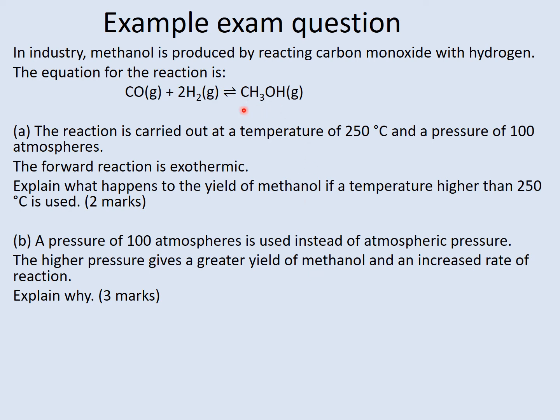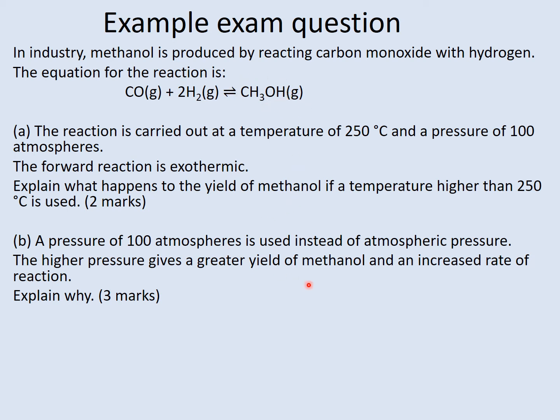So let's have a little look. Pressure is all about number of particles. And remember, you're looking at the numbers in front. So we have 2 hydrogen particles, 1 carbon monoxide particle on the left, so a total of 3 particles on the left-hand side. The right-hand side, we literally just have one methanol particle. So if you increase the pressure, the equilibrium will move to the right-hand side because there are fewer particles on the right-hand side, and therefore that will oppose the change.